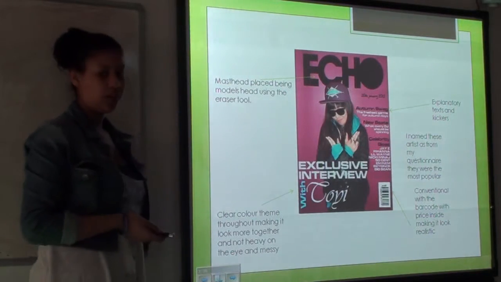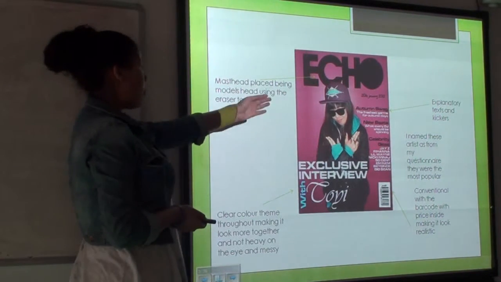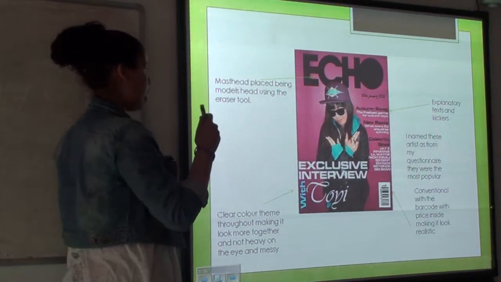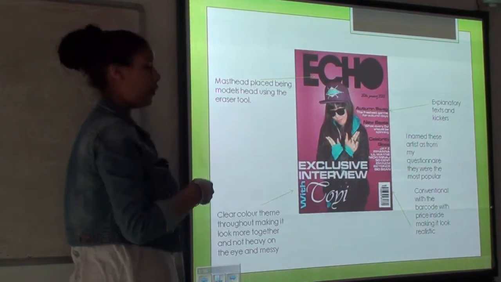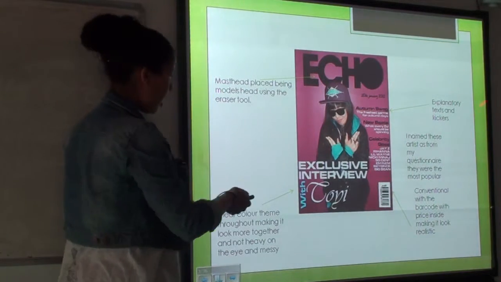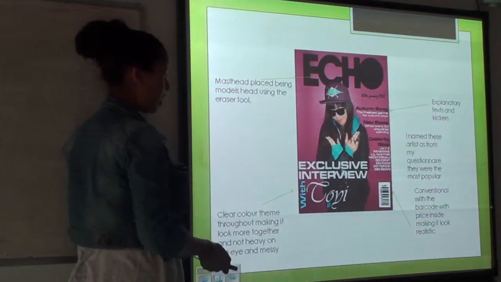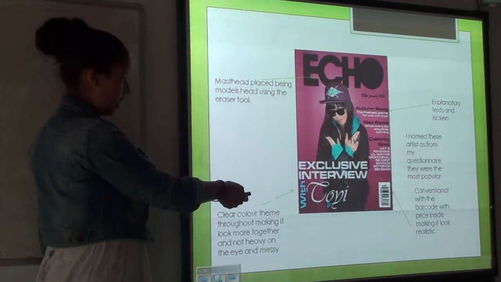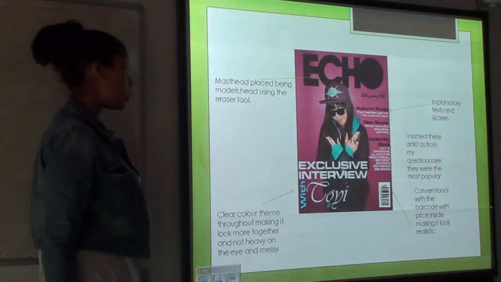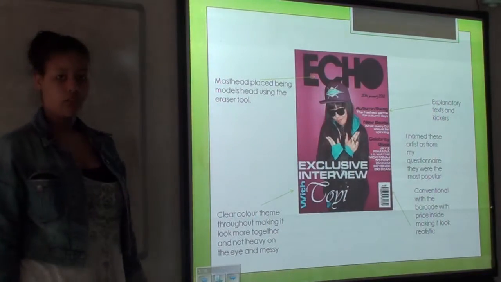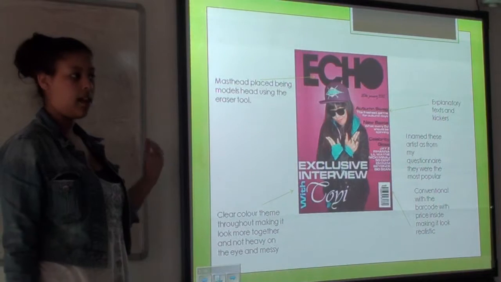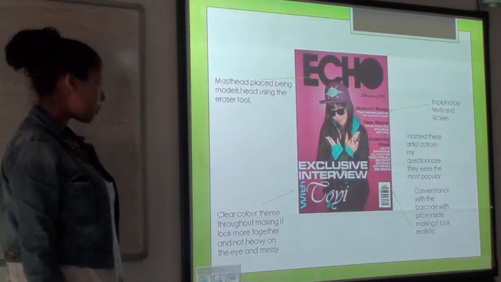Here is my front cover. My masthead is placed at the top behind the model's head, which I did by using the eraser tool on Photoshop. Here is my explanatory text and my kickers. Here, in my explanatory text and my kickers, I've got celebrity gods. I named these artists from my questionnaire by getting the results, and these were the most popular ones.